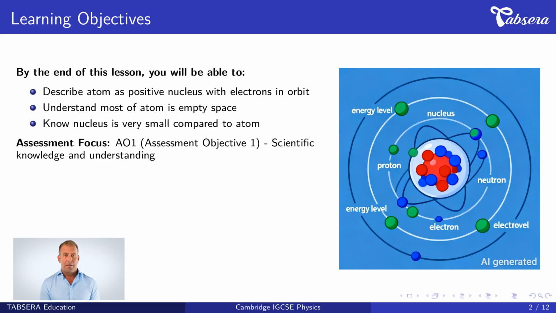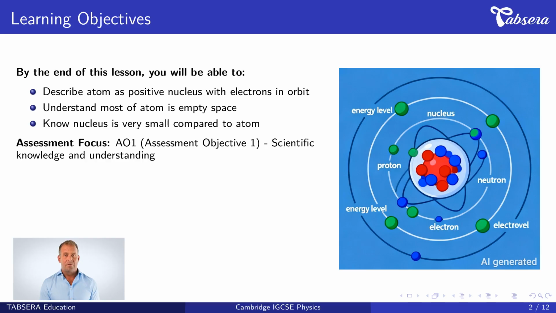Let's examine our learning objectives for today. By the end of this lesson, you will be able to, first, describe the atom as a positive nucleus with electrons in orbit. This means understanding the basic structure where negatively charged electrons move around a positively charged central core.